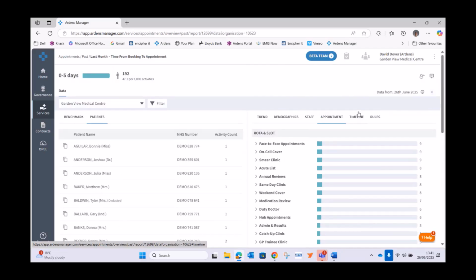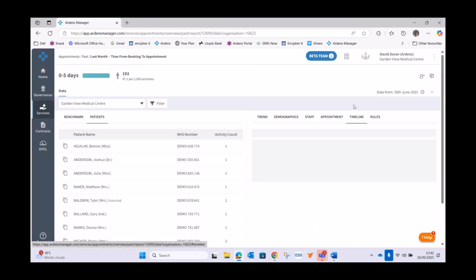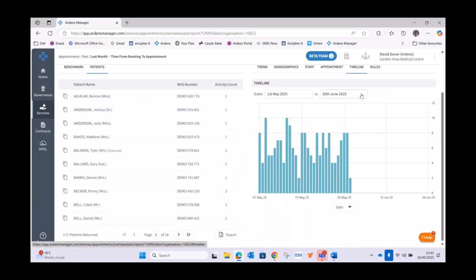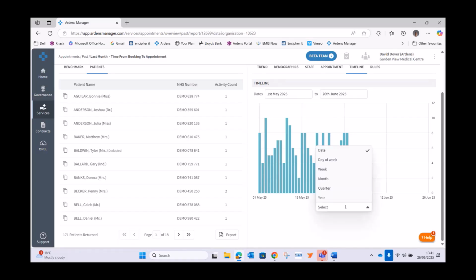Got your timeline on here. So again, you're 0 to 5 days, looking at the timeline. It's going to break that down. Again, we're looking back in the last month or so. But what you can do, and again, maybe more apparent when we look at the likes of the DNAs, but you can break those all down by date range as well.